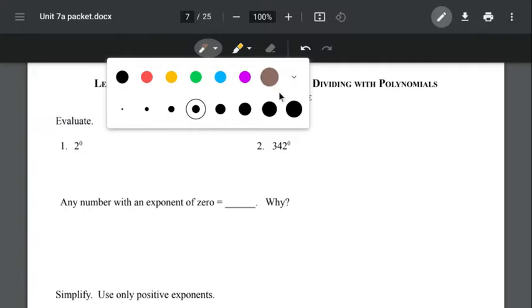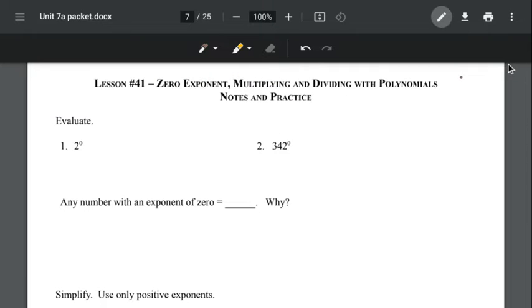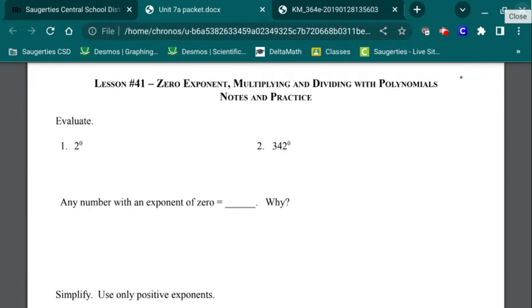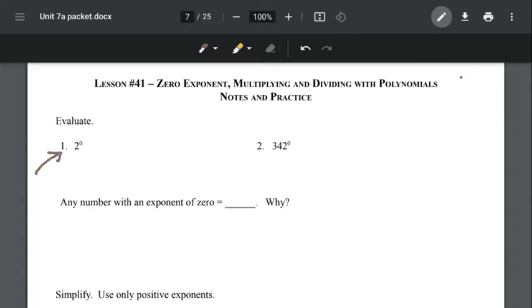So let's pick out a color. I'm feeling brown. We're going to start with zero exponents. So anything with a zero exponent is a 1. So 2 to the 0 is a 1. 342 to the 0 is a 1. So any number with an exponent of 0 equals 1. Well, why?